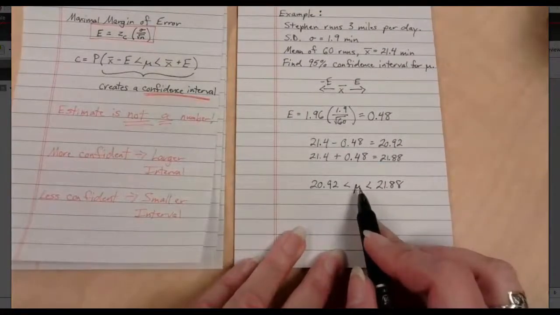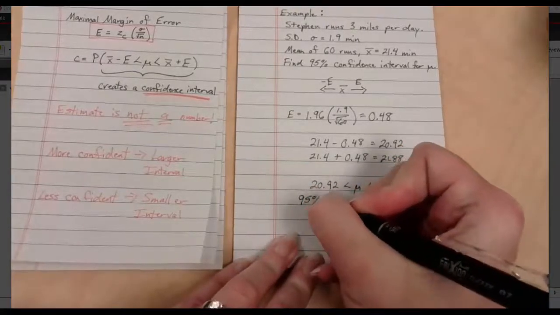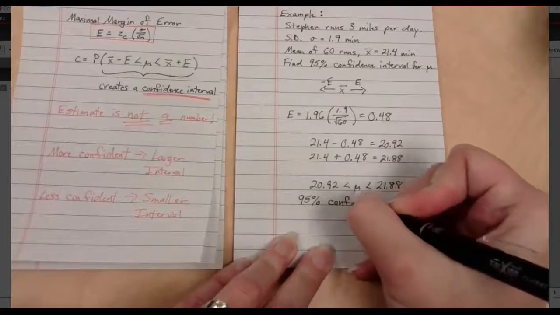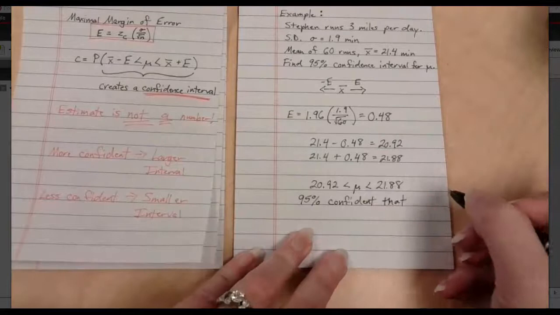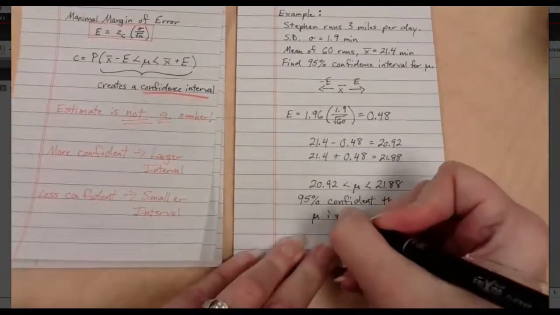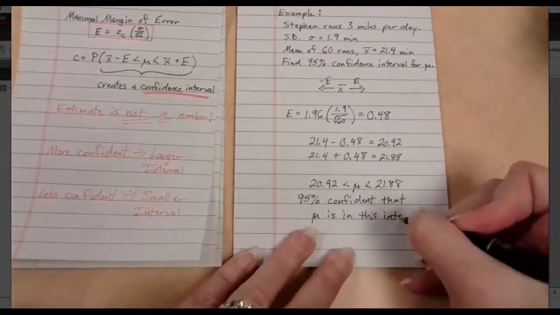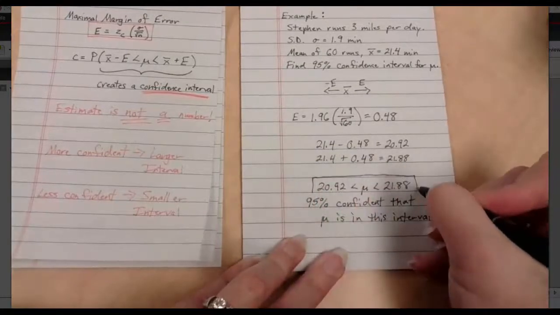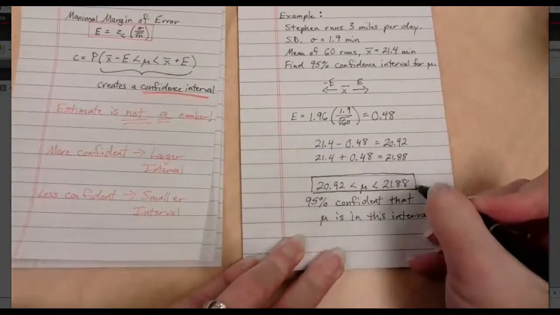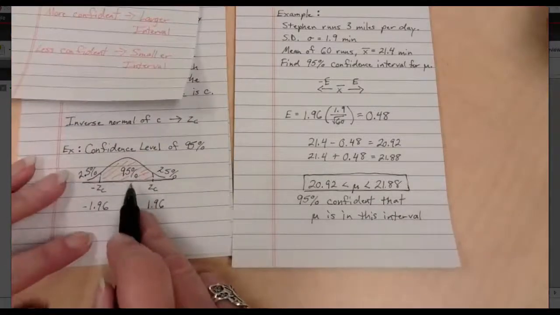I am saying that I am 95% confident that mu is in this interval, right here. 95% confident that mu is in this interval, because this thing essentially has 95% in the middle, so we're setting up the boundaries for this to happen.